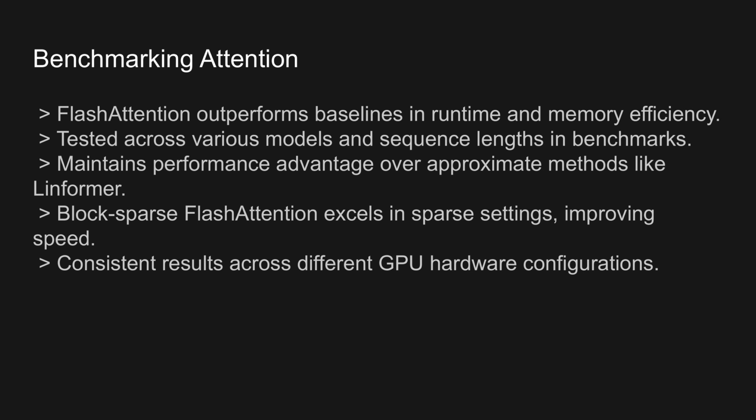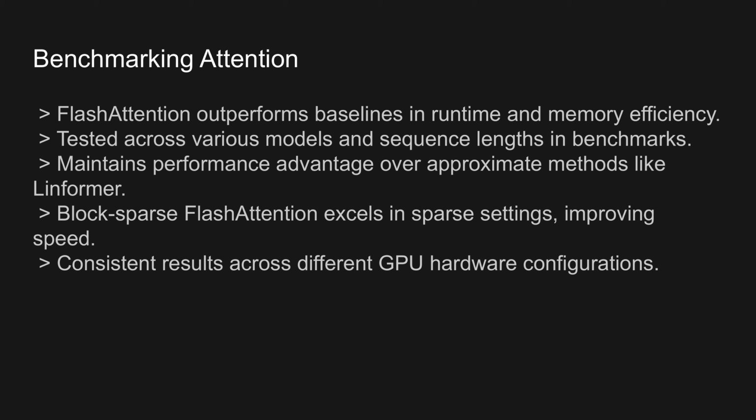Now that we've covered the improvements flash attention brings to training speed and model quality, let's dive into the benchmarking results. This part of the study measures runtime and memory performance across different attention mechanisms, comparing flash attention and block-sparse flash attention with various baselines. Got it. So, how do these benchmarks compare for sequence lengths, memory usage, and runtime?